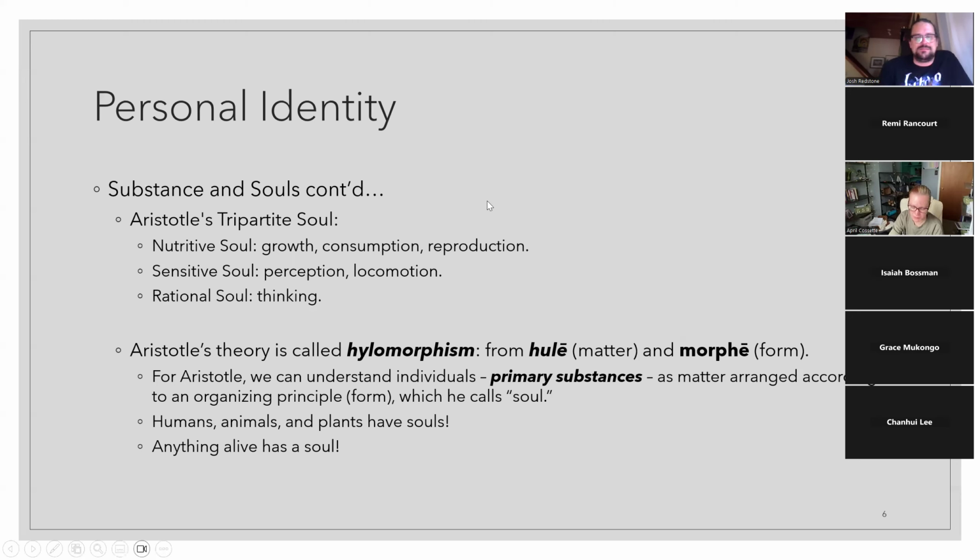We call Aristotle's theory hylomorphism, from hule, matter, and morphe, form. As I said before, individuals are primary substances. Like I am a primary substance, you're a primary substance, and we are such because we are matter arranged according to this organizing principle. And that organizing principle is what Aristotle thinks of as the soul. So plants have nutritive souls, animals have nutritive and sensitive souls, and humans have all three. Anything that's alive needs to have this organizing principle, but it's not magic, it's not divine, it's not a ghost in the machine or some kind of soul that will go off and meet with the pure forms. It's just how everything is put together and how it all works.